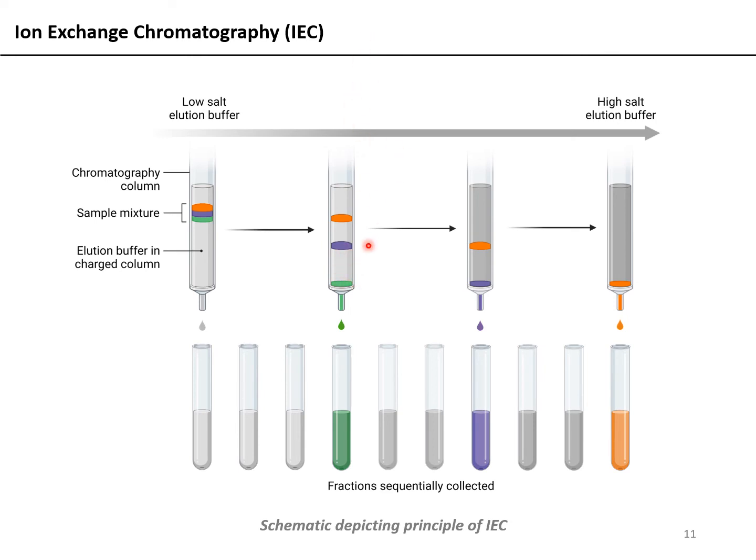Next, we have the purple one, which has intermediate positive charge between the orange and the green one. The extent of positive charge on the surface of the protein will determine how tight the interaction will be between the column and your protein of interest. More the charge on its surface, tighter will be the electrostatic interaction, and vice versa. So tighter the interaction, higher would be the salt concentration that is required to elute it out. So this orange band, for instance, has the highest amount of positive charge on its surface, so it is most tightly associated with the column and elutes out at the highest salt concentration.